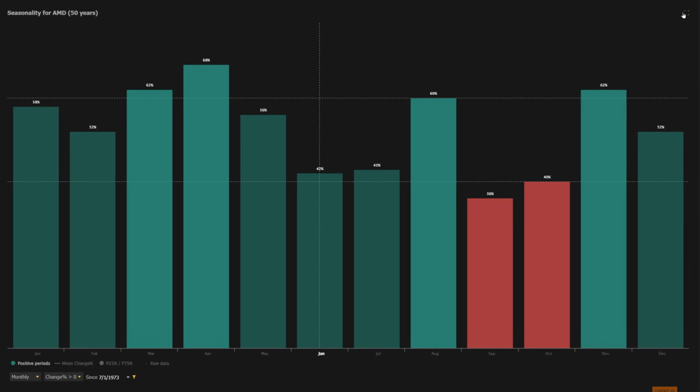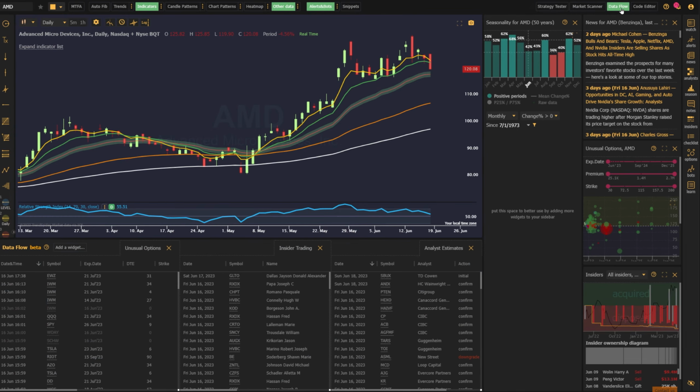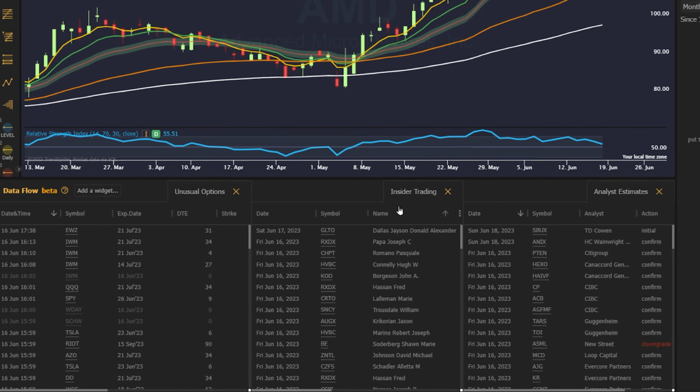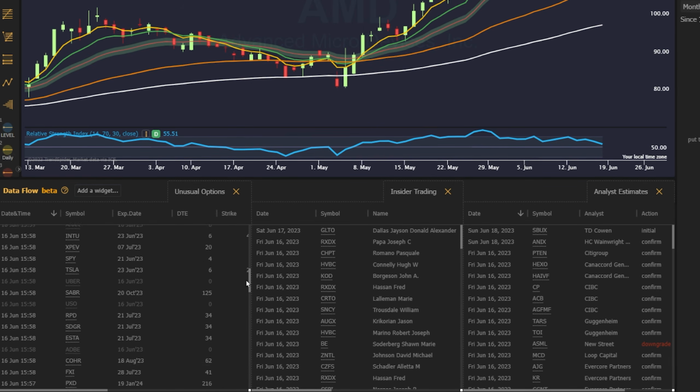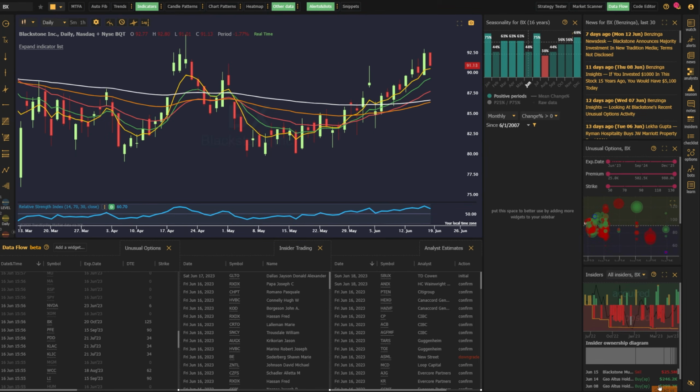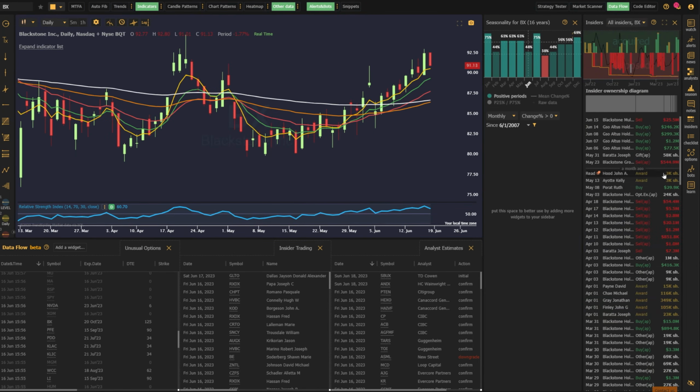In addition, the data flow tool can be used to maintain a bird's eye view of things like unusual options activity, insider trading, analyst estimates, news, and more. For example, maybe you happen to notice strong call flow coming into a name and insiders also buying around the same time. These fundamental data points might provide the additional confirmation that you require to establish a position.